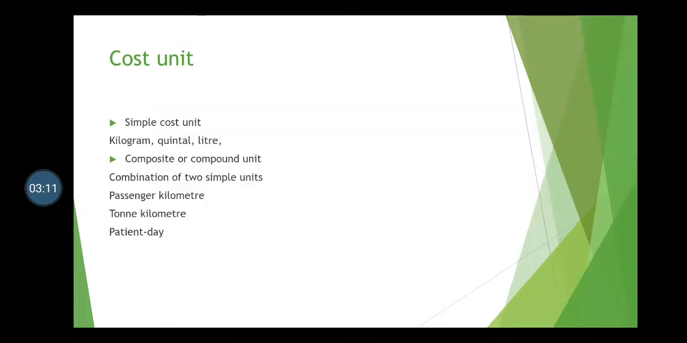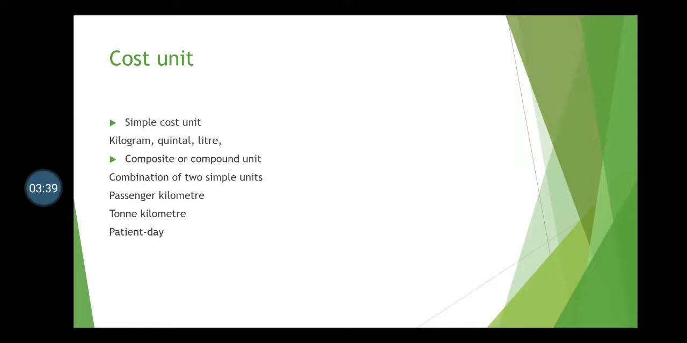Now we'll see that cost units may be a simple cost unit or it may be a composite or compound unit. What is a simple cost unit? When there is only a single unit of measurement, it is known as a simple cost unit. So what is that? That is kilogram or per quintal or per liter. So oil is measured per liter. That is only one unit of measurement is being used.